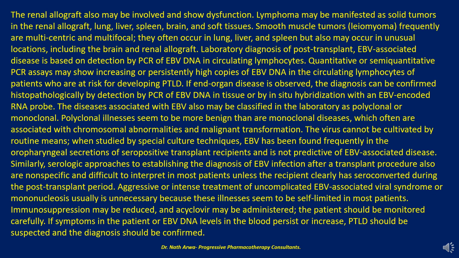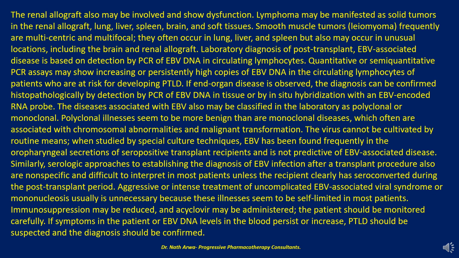Laboratory diagnosis of post-transplant EBV-associated disease is based on detection by PCR of EBV DNA in circulating lymphocytes. Quantitative or semi-quantitative PCR assays may show increasing or persistently high copies of EBV DNA in the circulating lymphocytes of patients who are at risk for developing post-transplantation lymphoproliferative disorders. If end organ disease is observed, the diagnosis can be confirmed histopathologically by detection by PCR of EBV DNA in tissue or by in situ hybridization with an EBV-encoded RNA probe.